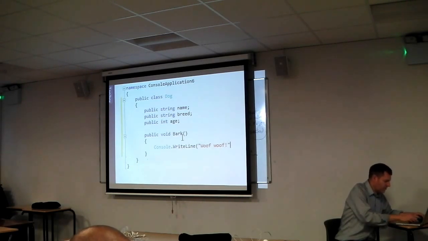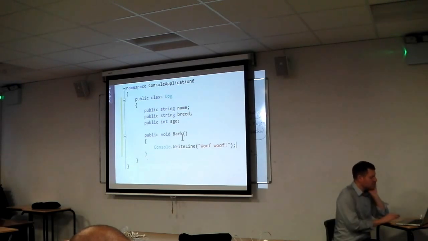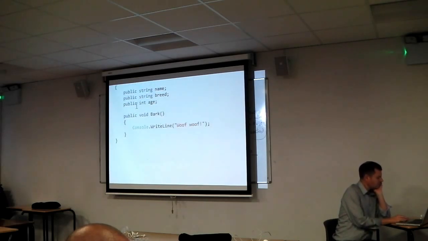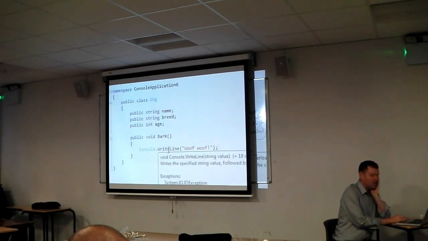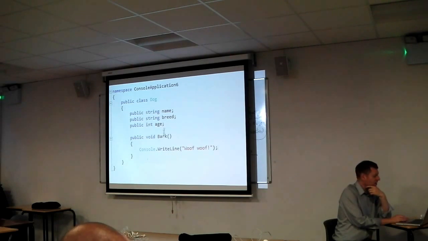Exclamation mark. Woof woof. Okay, so the dog says woof woof when it barks. So this is our template for what a class looks like. A class has all the fields listed up at the top, and then it has all the methods listed here.